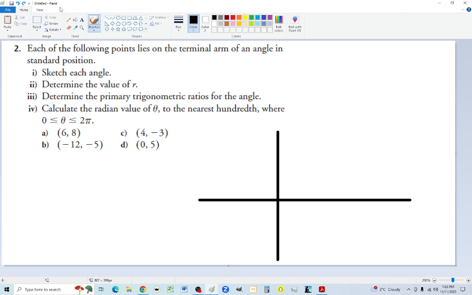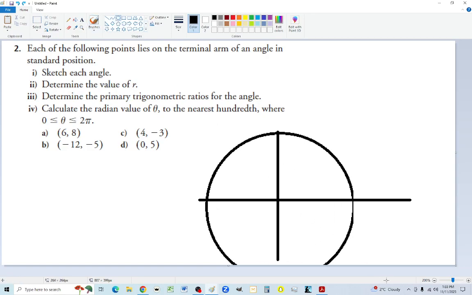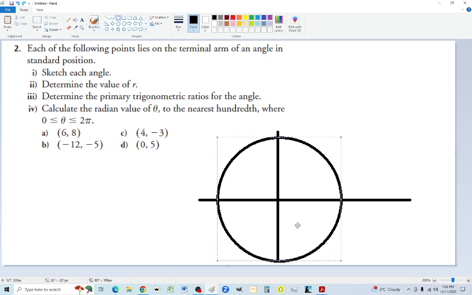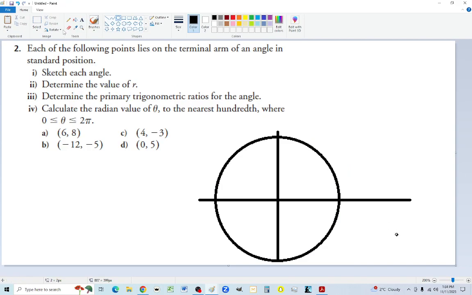Let us start with 6, 8. Just draw a big circle. Put the center of the circle at 0, 0. And 6, 8 will, of course, be little 6, big 8. So it's going to be about here, 6, 8.